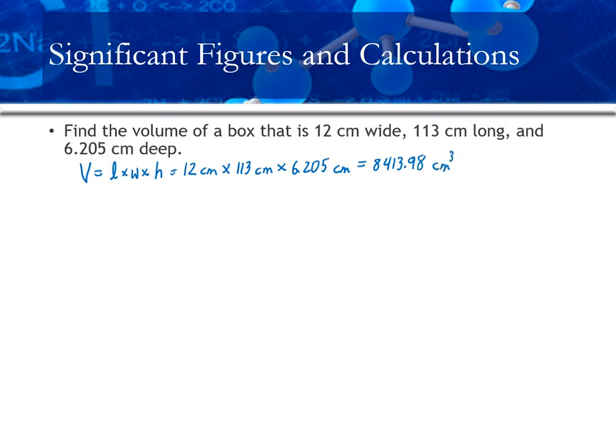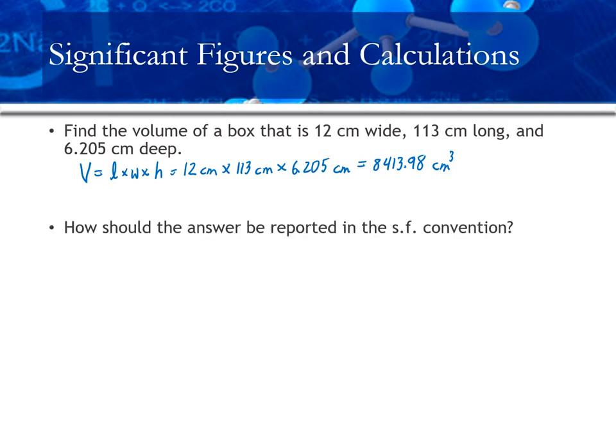But is this how we want to convey this information? Is it reasonable, if we only know the length to plus or minus 1 centimeter, that I could possibly report the volume to plus or minus 0.01 cubic centimeters? That seems unreasonable. So let's think about how this should be reported in this significant figure convention.